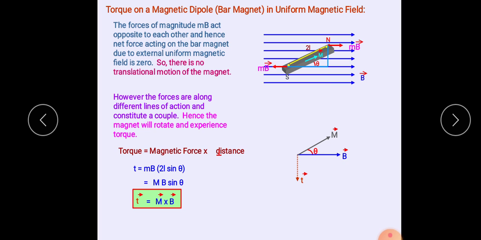That means the torque is perpendicular to the plane of the diagram, perpendicular and into the plane containing M and B. In this case it is into the plane, because from the right hand rule, if we rotate our fingers from M to B, the direction will be inwards.